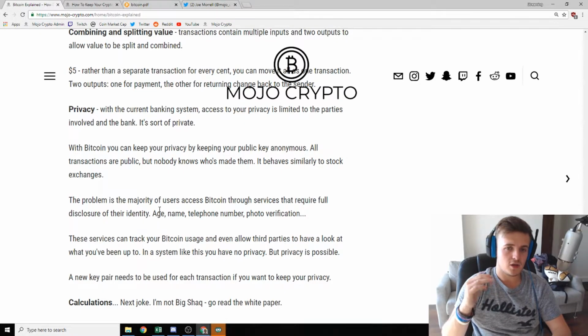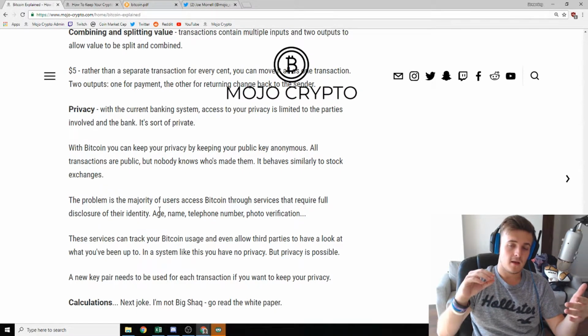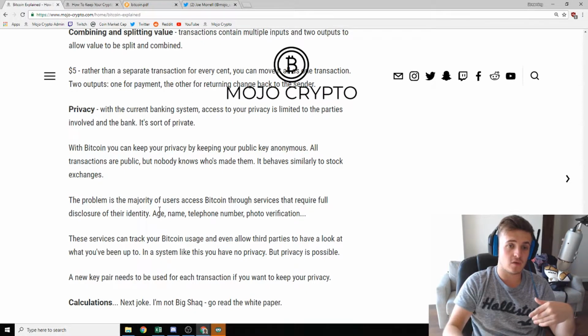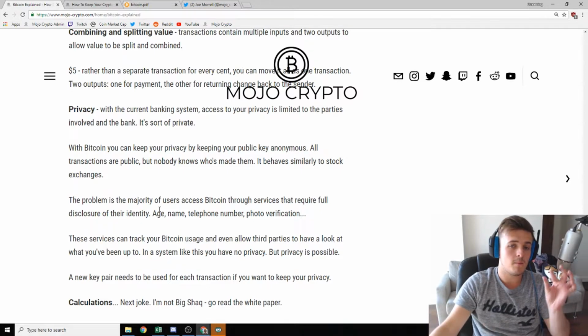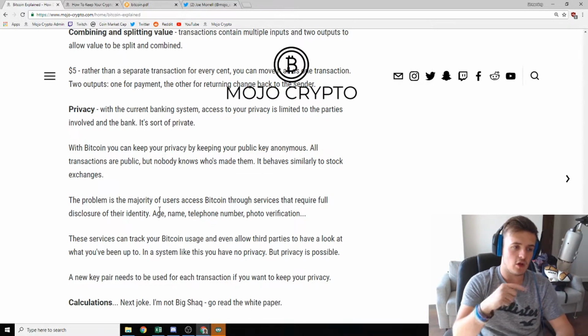With Bitcoin, you can keep complete privacy by keeping your public key anonymous. So what this means is every single transaction that goes through is already made public. So if you make a transaction with me, that transaction gets published and anybody in the world can see it. But nobody's name, mine and yours, isn't tied to that transaction. So the only thing they can see is the transaction. They can't actually see who made the transaction.